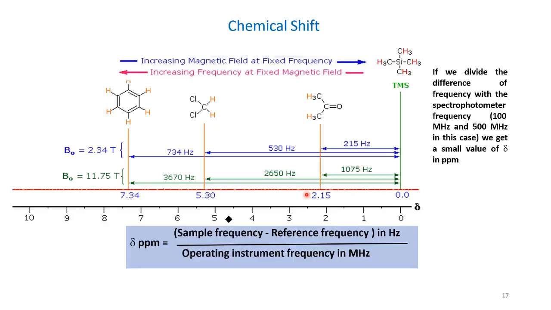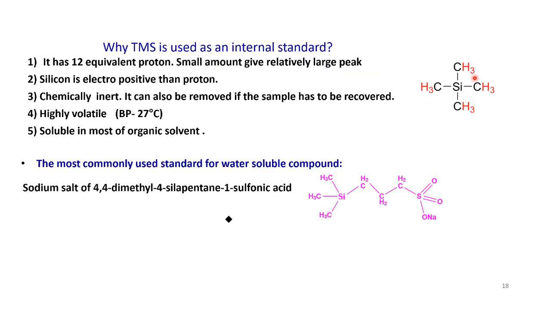So why do we use TMS? Because it has 12 equivalent protons. All protons are in an equivalent position, and a very small amount of it will give a large peak. So it is very highly active. Silicon is more electropositive than hydrogen, and it is chemically inert. It can also be removed if the sample has to be recovered, as it is highly volatile. Therefore we can separate it out from the sample, and it is soluble in most organic solvents.